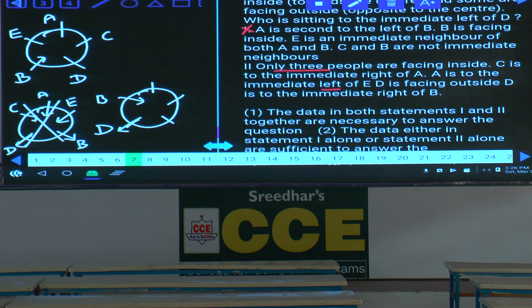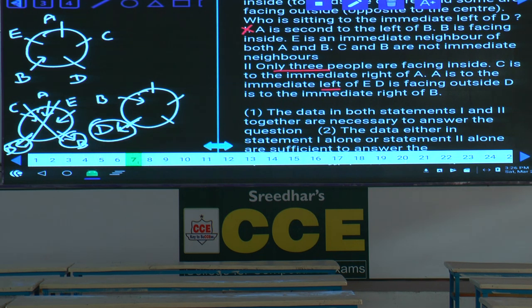C is to the immediate right of A. Then here there is only one person who is facing away from the center. We do not know the direction of the remaining persons. As we do not know the direction of the remaining persons, two cases are possible, isn't it? And the second one is also not sufficient. Then by combining these two, we are able to find out that both persons are facing away, hence three are facing the center.